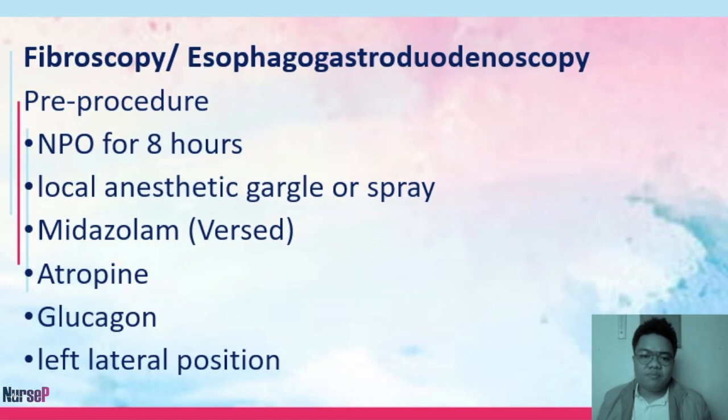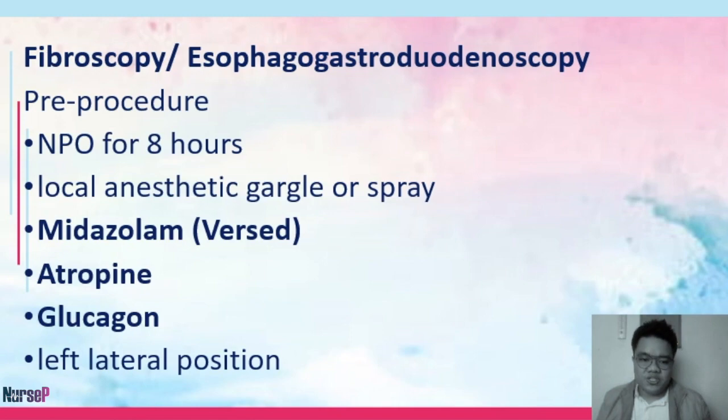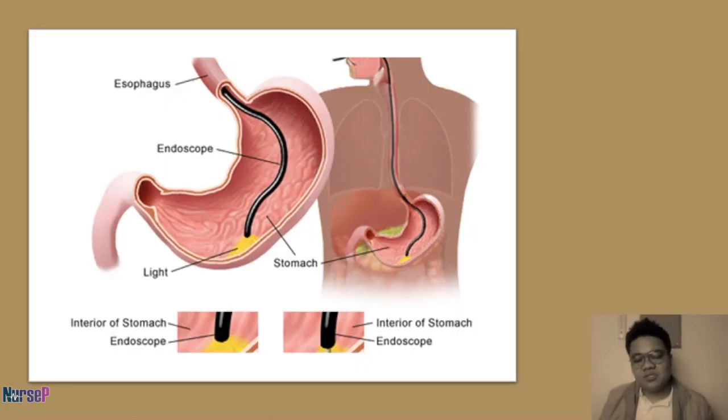Then you have glucagon. So glucagon is given to relax the smooth muscles. Okay, it's given to relax the smooth muscles. Then the patient is usually positioned on the left lateral position before the surgery. Then, so this is how your endoscope would look like.